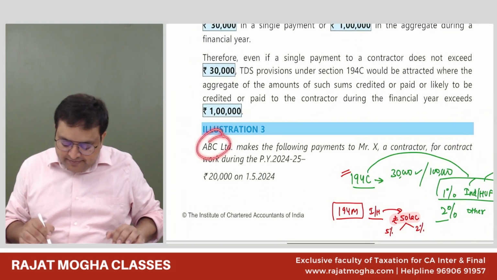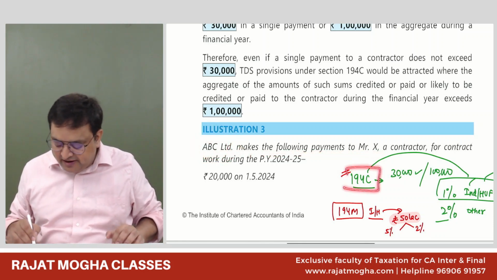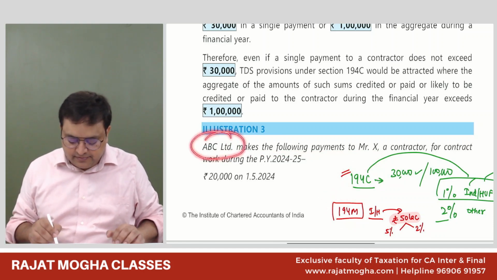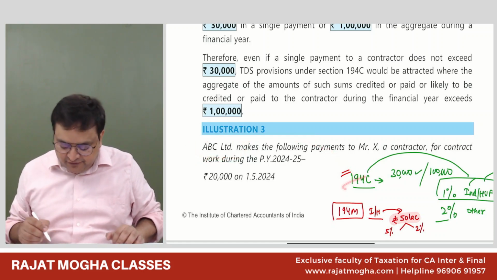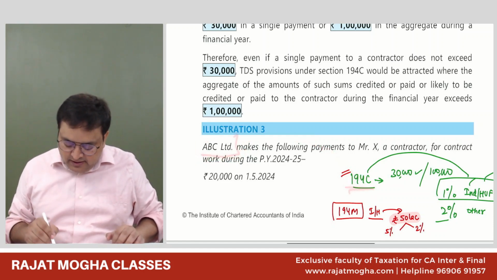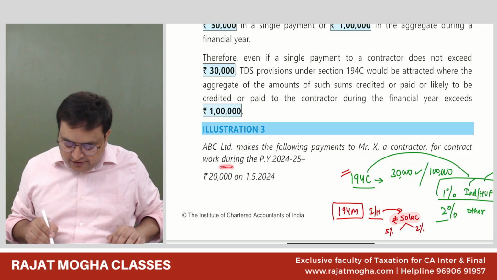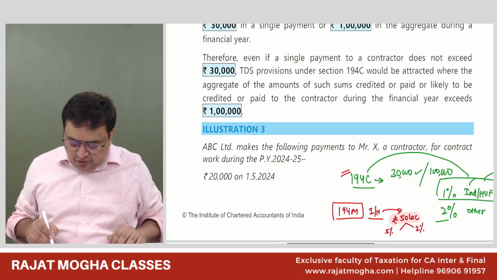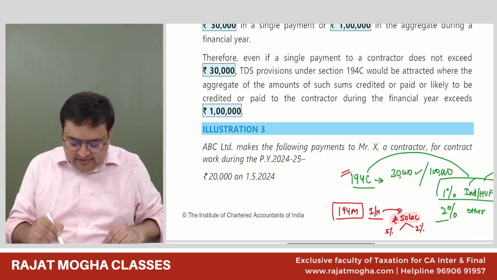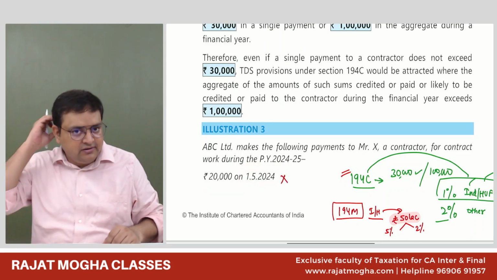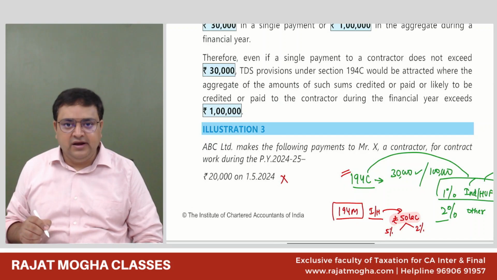Now, ABC Limited makes a payment to the following contractor. Please tell me, is ABC Limited making a 194C or 194M payment? 194C. 194M is only for individual or HUF who are not covered in 194C. So it is 194C. ABC Limited is making the following payments to X, a contractor, for contract work during the previous year 24-25. On 1st May 2024, they are making a payment to the contractor of 20,000 rupees. Guys, I believe the single contract is not more than 30,000. So no TDS will be there on 1st May 2024. We will not deduct any TDS.